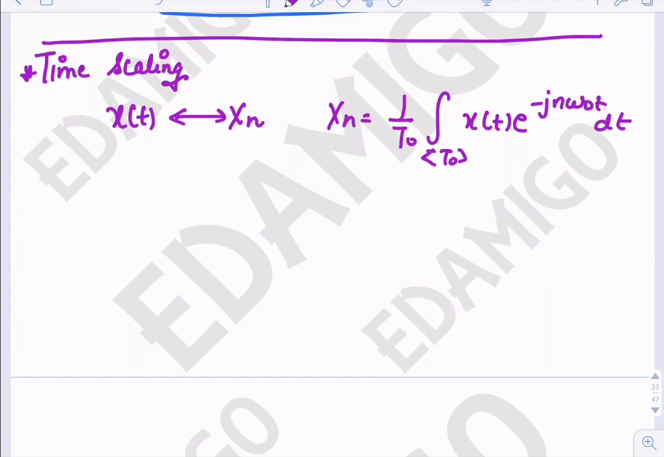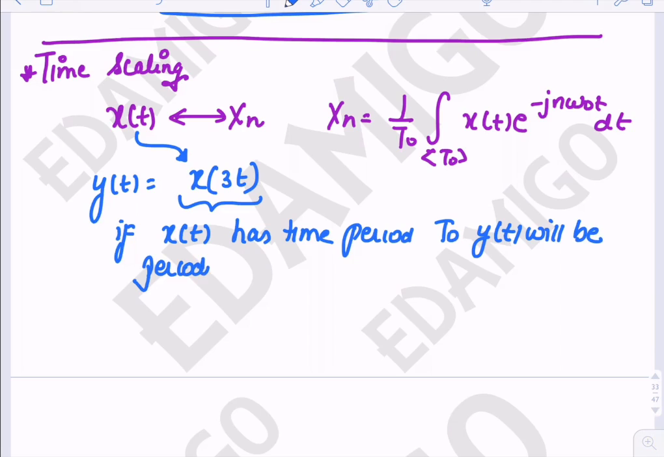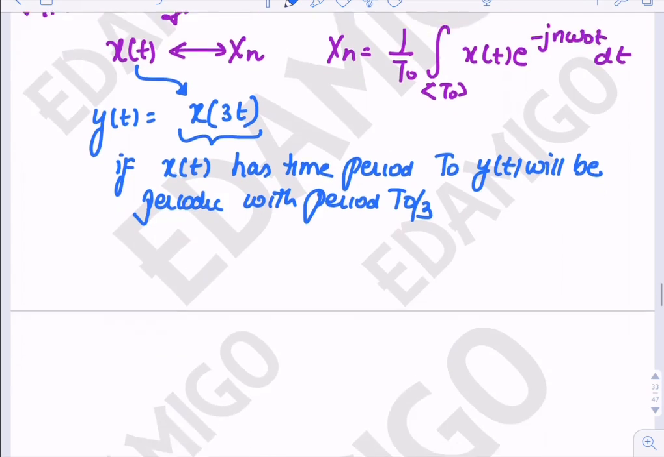This is a very important property and the proof is very important. Just look at it. So let us say yt is equal to x of at, where let us say that a is positive, and just for the sake of simplicity, let us say yt is equal to x of 3t. Now x of 3t means we are compressing the signal. From xt to x of 3t we are compressing the signal. So if xt has time period t naught, yt will obviously be periodic with period t naught by 3.